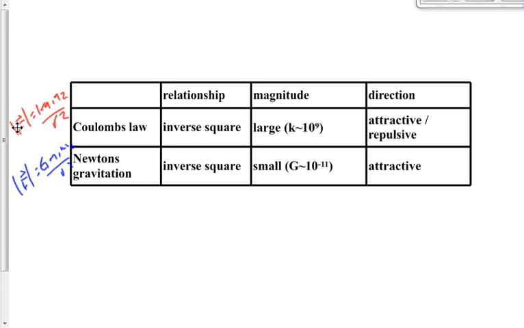And the other difference between Coulomb's law and the gravitational law, well, gravity is always attractive. Can't be repulsive. And Coulomb's law is attractive or repulsive.